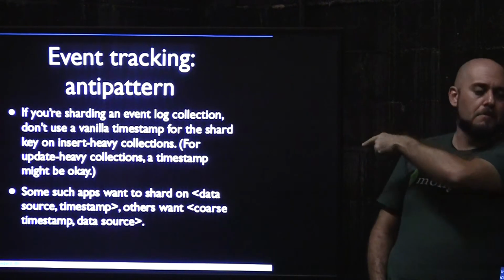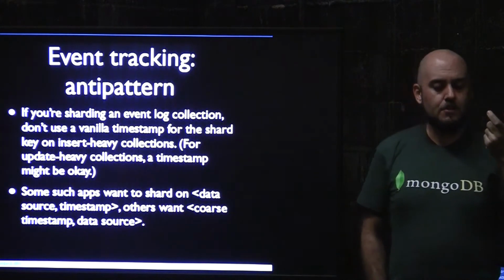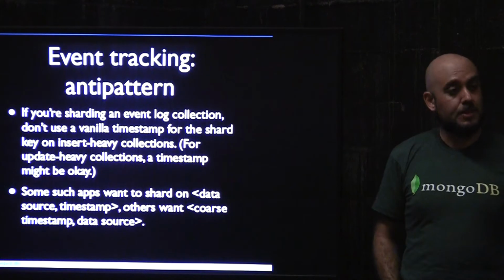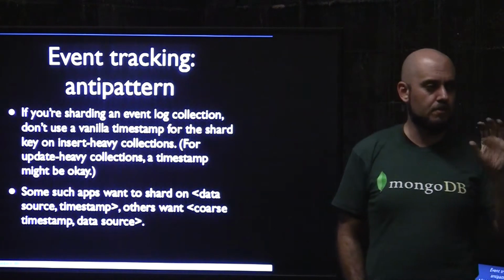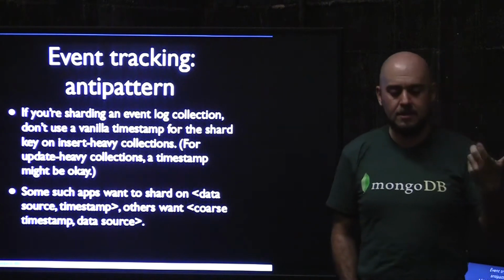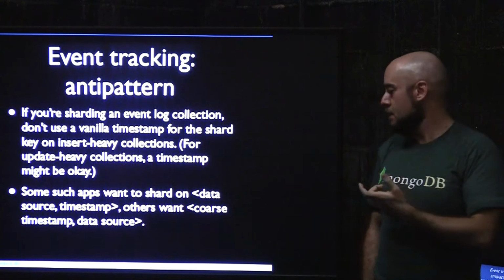I suppose actually this bottom bullet point is a pattern, not an anti-pattern. You would pick a shard key that starts with the user, or if it's not a user, it could be a host, or if it's not a host, it could be whatever objects in your application space are generating the events, the interesting things that you're tracking, followed by a timestamp.